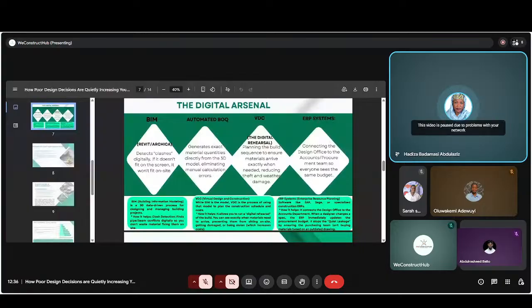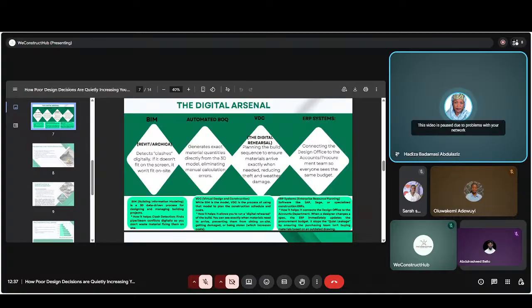Then the use of VDC, that's virtual design and construction, which is a digital arena. VDC allows us to simulate the entire construction process before work begins. It helps test sequencing, detect problems early, and plan material usage accurately. This ensures materials arrive exactly when and where they are needed, reducing waste and delays.